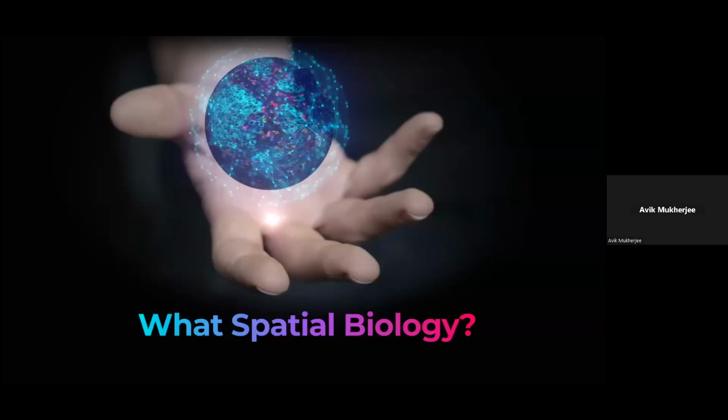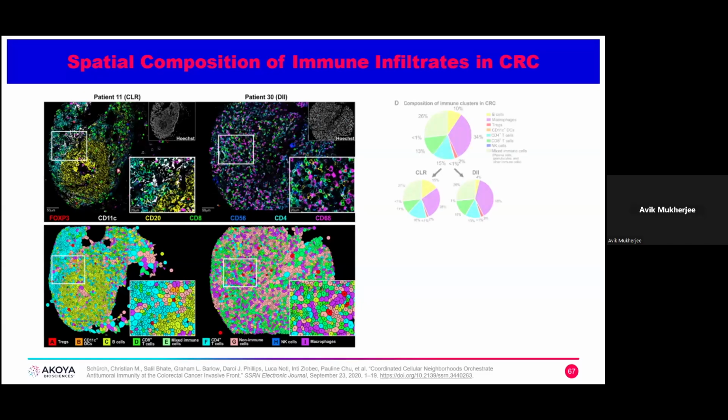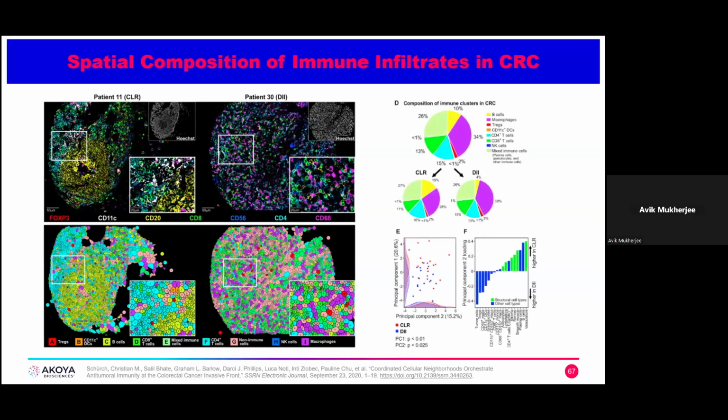So what spatial biology can do, I'll show you some of the published data. This is an example where this group was looking at colorectal cancer, and they had two different patient types, the DII and CLR. As you can see in the Voronoi diagrams at the bottom and the staining at the top, there are more organized structures in the CLR patients compared to the DII patients.